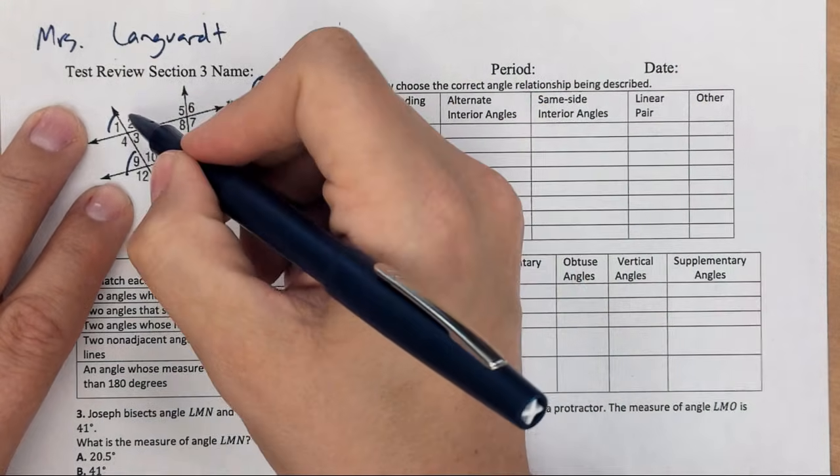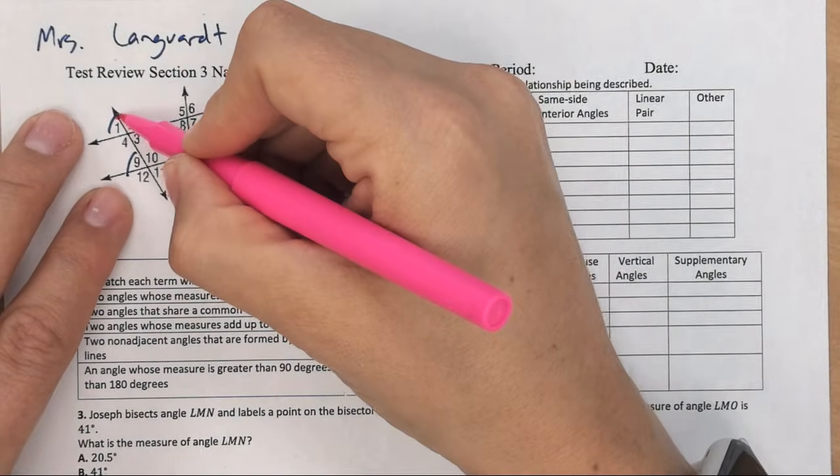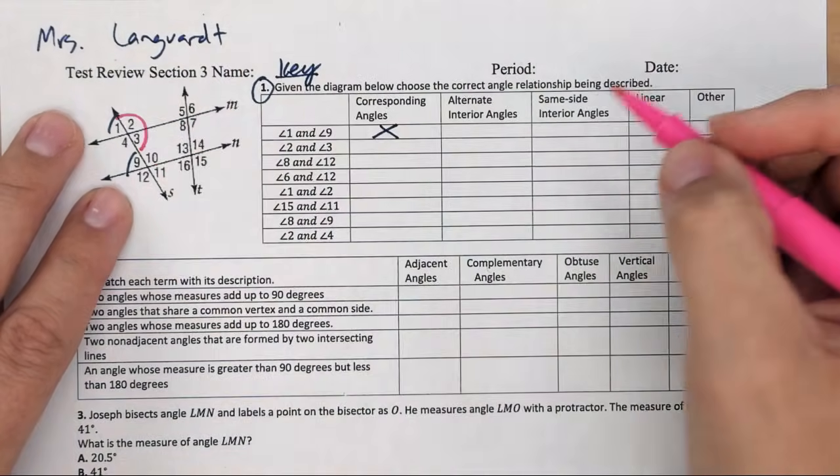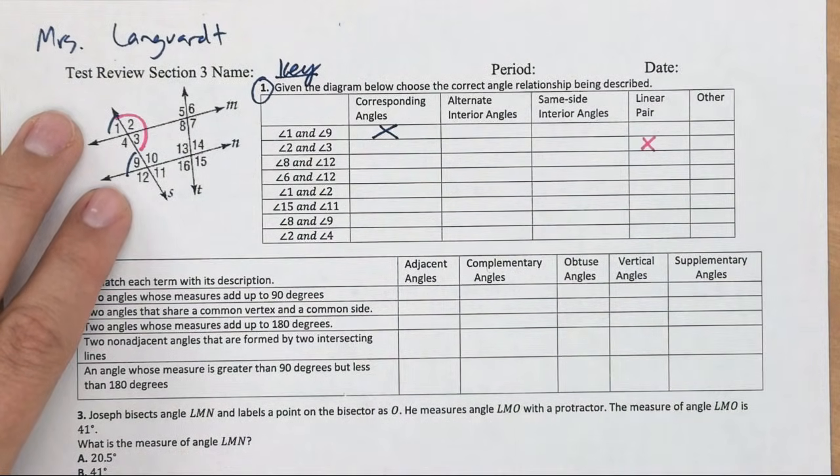2 and 3. I look at 2 and 3. They are right next door to each other. That makes them a linear pair. So if I follow down here, they are on a line. Fantastic.